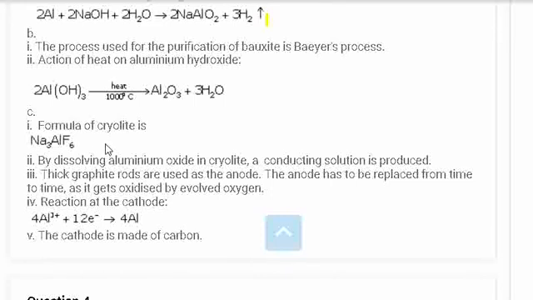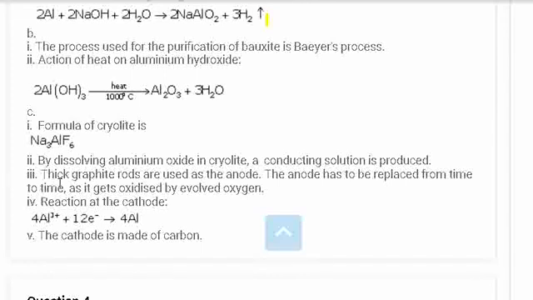Formula of cryolite is Na3AlF6. It is a very important one, so note down this one. Formula of cryolite is Na3AlF6. By dissolving aluminum oxide in cryolite, a conducting solution is produced.